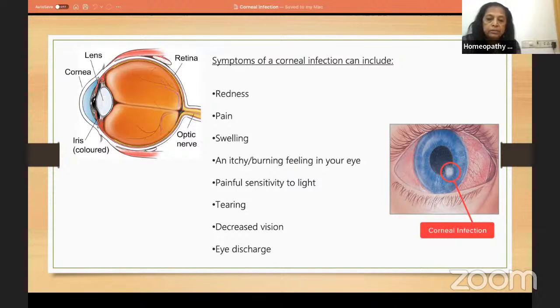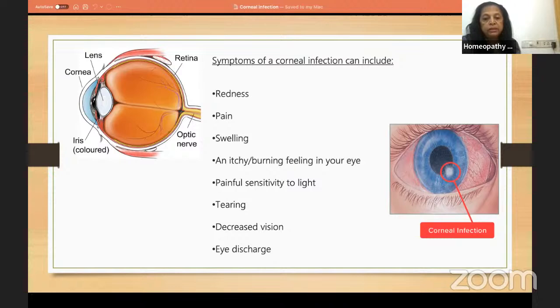Lid edema is also less. Compared to bacterial, viral has got less symptoms, but it's more of a watering, and photophobia is quite common. While in case of fungal infection, usually the symptoms, if you see, they are not much. But when you see, the signs are more.